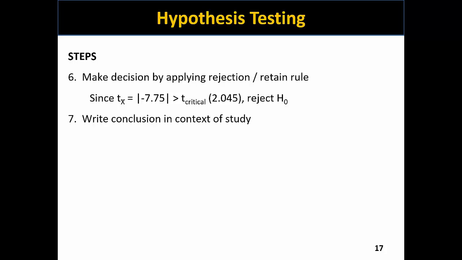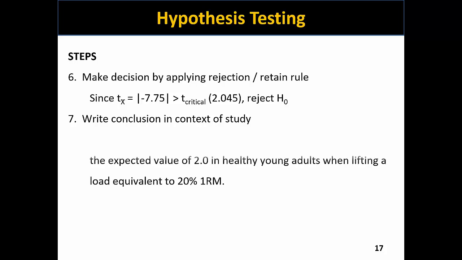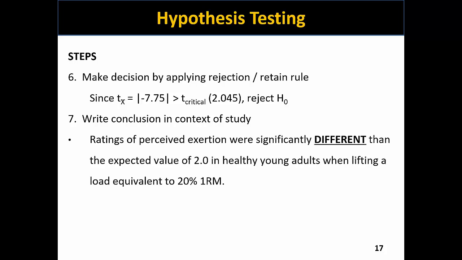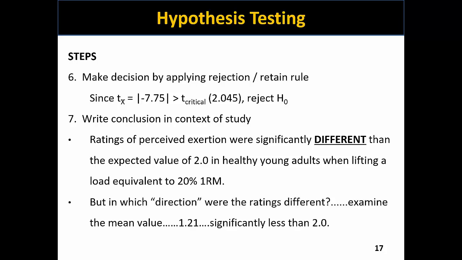We then write the conclusion in the context of the study. So in this sense, we state that the ratings of perceived exertion of our sample were significantly different. We say different because we had a non-directional test. So we say it was significantly different than the expected value of 2 in healthy young adults when lifting a load equivalent to 20% 1RM. But that still leaves open the question of directionality. So can we imply direction?